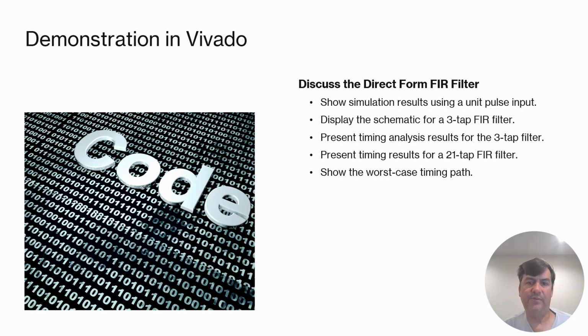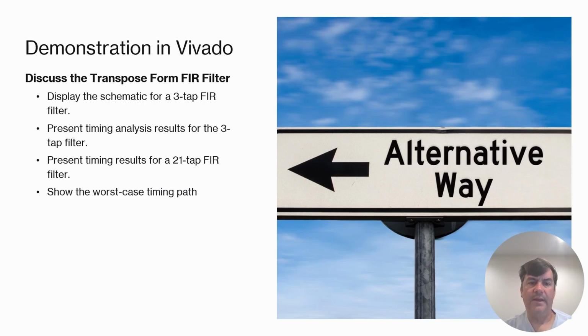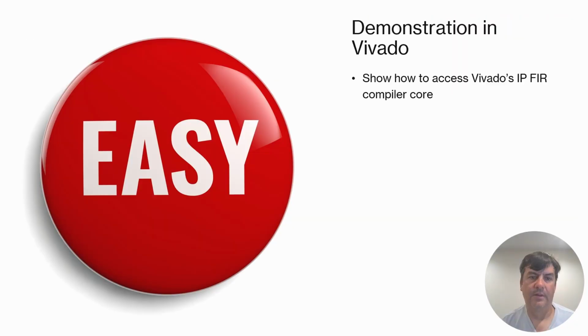In the next part of the video, I will demonstrate the VHDL and Verilog implementation of the direct form and transpose form FIR filters. The outline of the demonstration is shown in the slide. First, I will discuss the direct form FIR filter and show the timing results difference between the 3-tap filter and a 21-tap filter. I will show the worst-case timing path. Next, I will discuss the transpose form FIR filter and show how the 21-tap version doesn't have timing issues. Finally, I will briefly discuss Vivado's IP FIR compiler core.